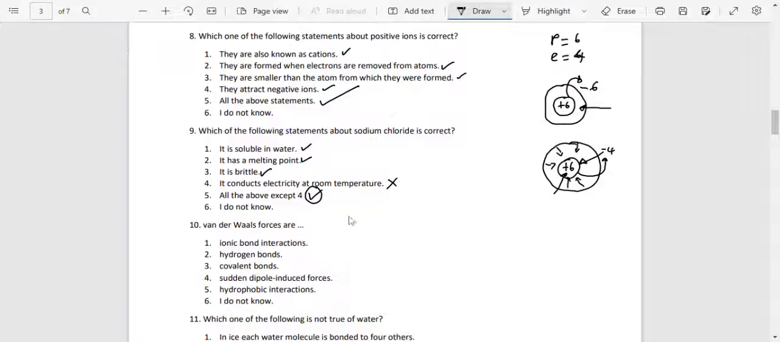Van der Waals forces are: ionic bond interactions, hydrogen bonds, covalent bonds, sudden dipole-induced forces, hydrophobic interactions. So when you're talking about Van der Waals forces, also known as London dispersion forces, these are just sudden dipole-induced forces. Okay.